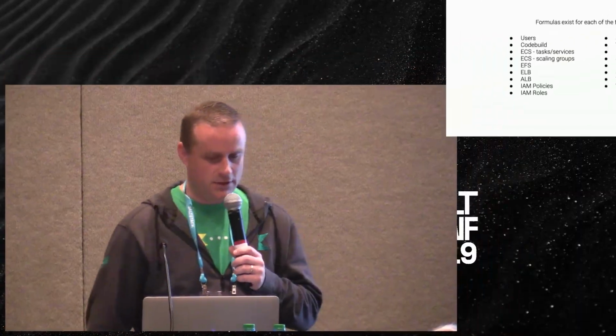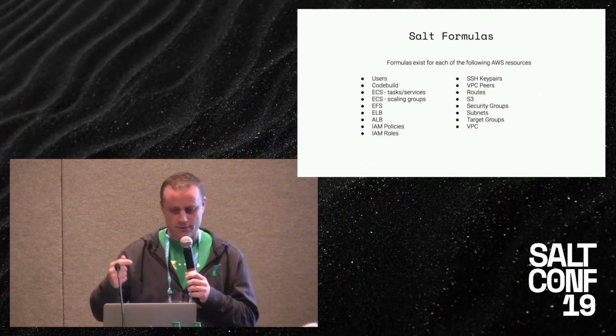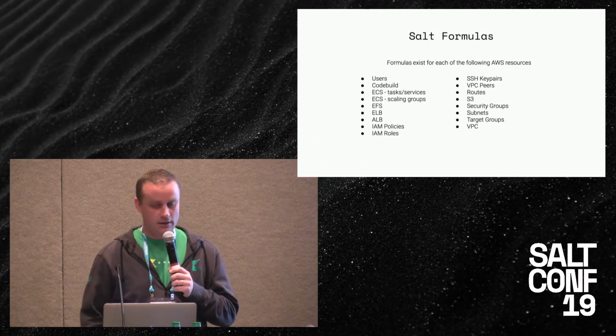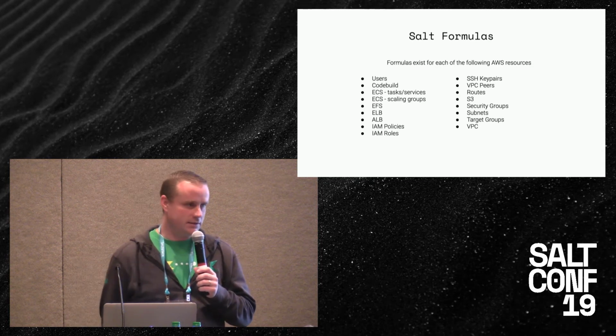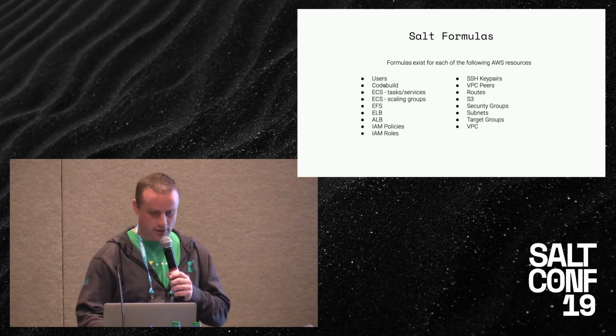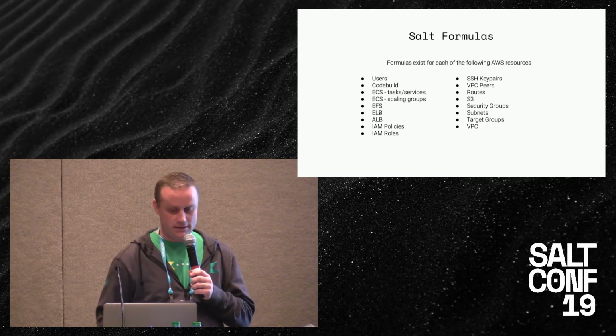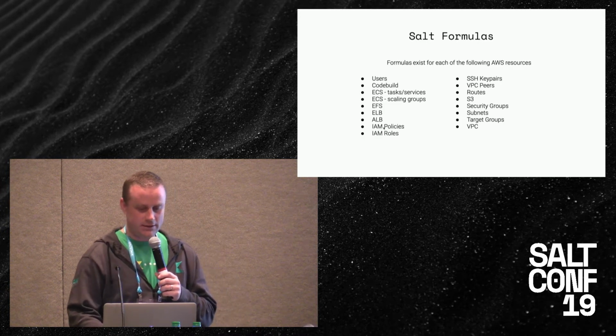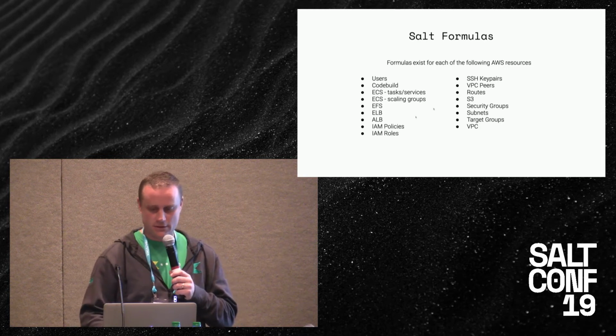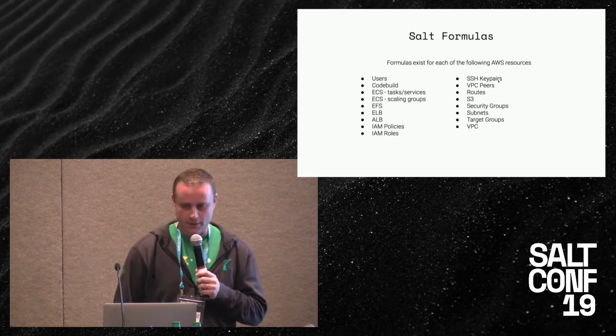And these are the formulas we support today inside this Docker image. So we can create users, we can do AWS CodeBuild jobs, we do ECS tasks and services, scaling groups for ECS, we do EFS, ELBs, ALBs. The CodeBuild is custom, ECS is custom. I can't remember if EFS, I think EFS is custom. Our ELB comes with SaltStack, but the ALBs is a custom execution module. IAM roles and policies are native in the open source version. SSH key pairs we do.